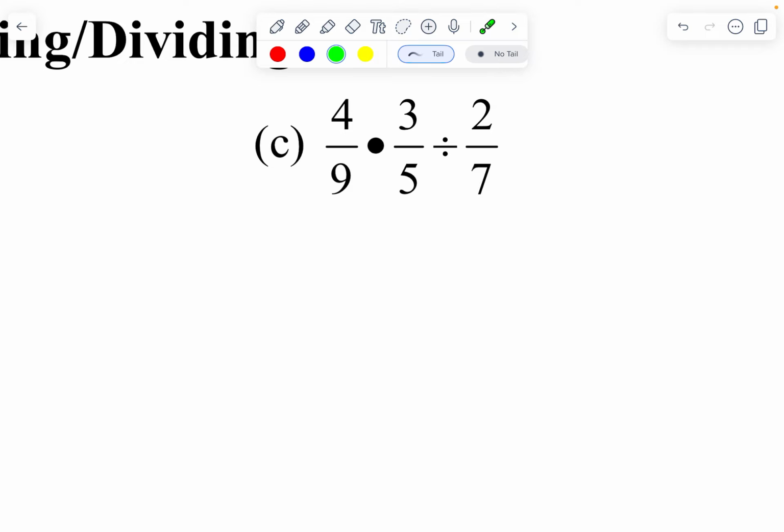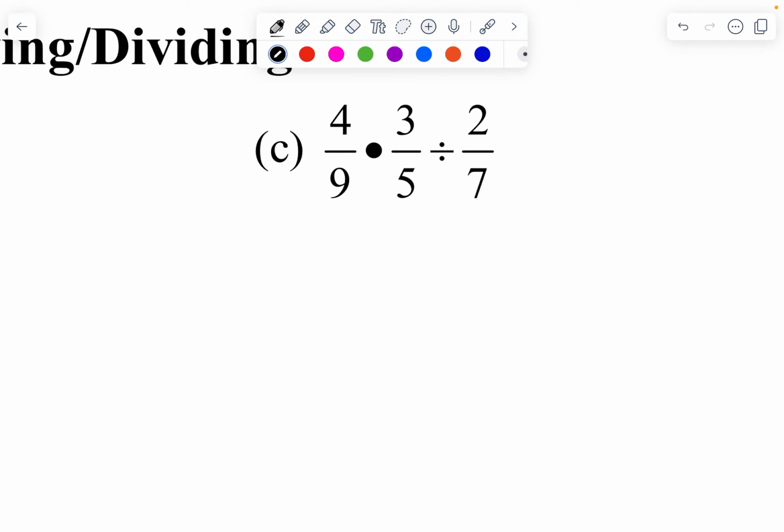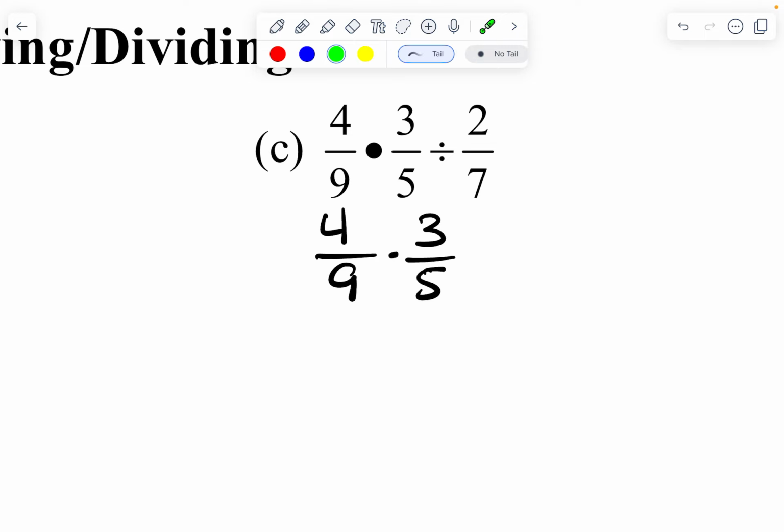All right, well, what happens in part C if you have multiplication and you have division? Well, let's get rid of the division first. So I've got 4 over 9 times 3 over 5. Now I'm going to change to multiplication. So times, and I'm going to do the reciprocal of 2 over 7. Big word, flip the fraction over.